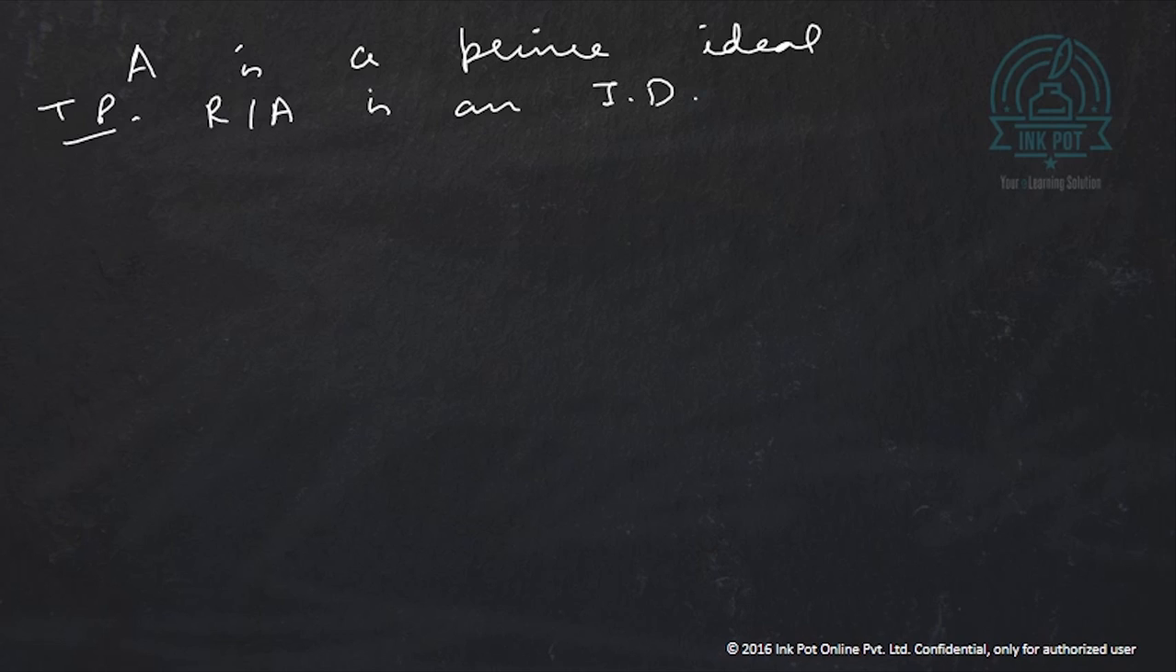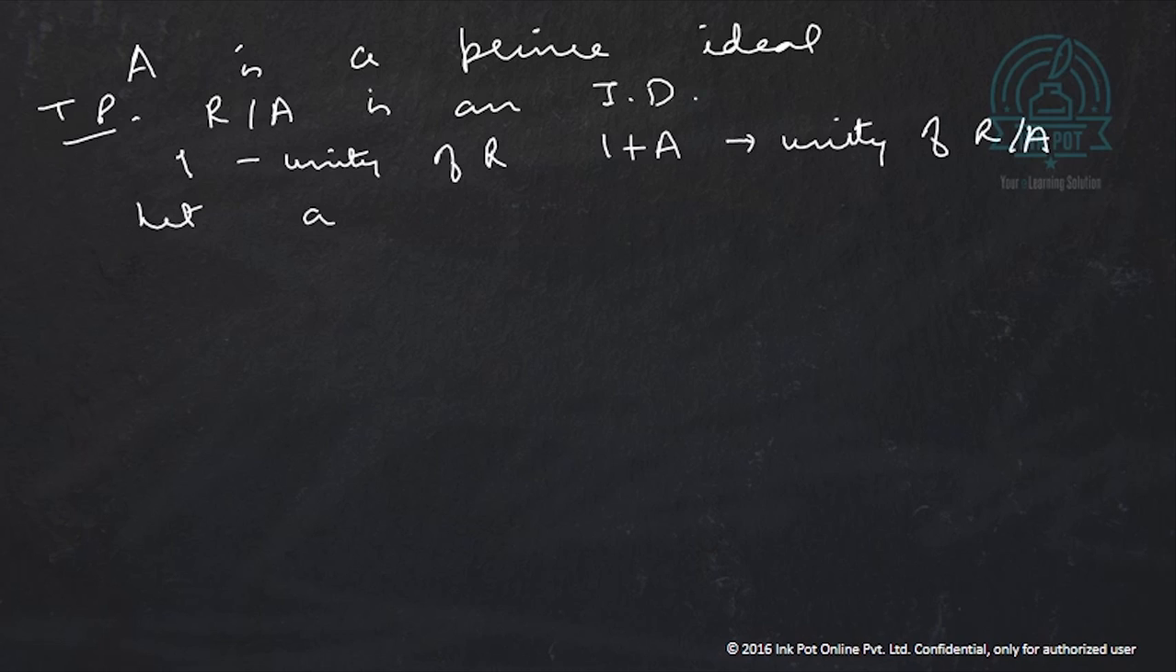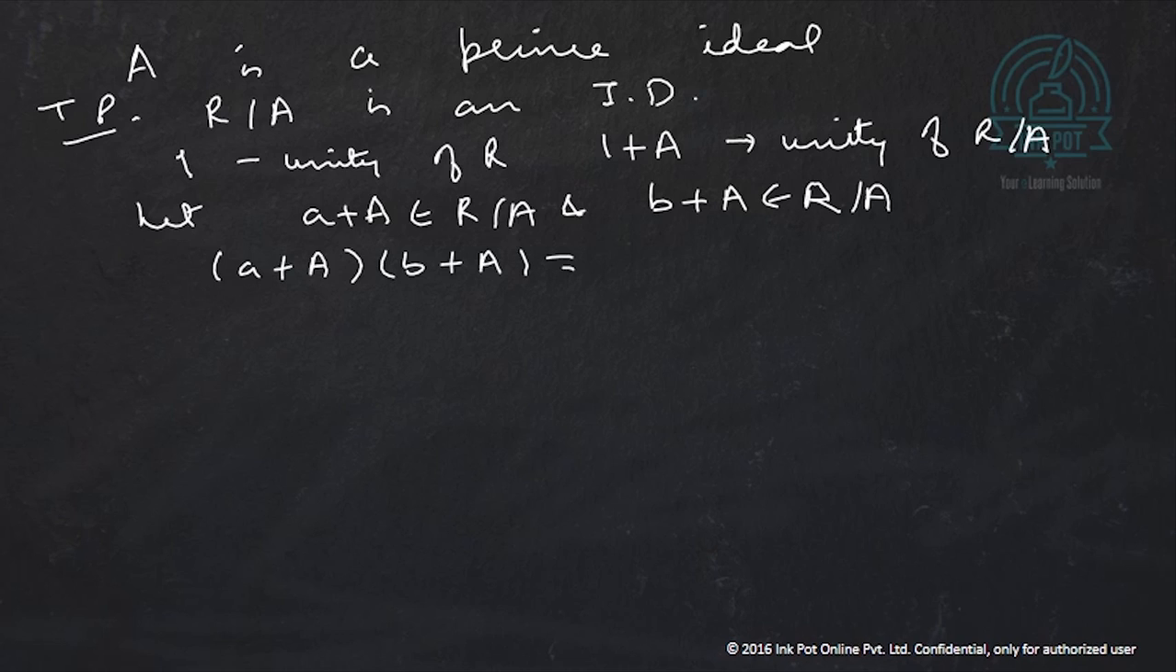So clearly R quotient A is a ring. We proved it in our previous video, and since R is a commutative ring with unity, if 1 is the unity of R, then 1 plus A is the unity of R quotient A. Also because R is commutative, we let a plus A belong to R quotient A and b plus A belong to R quotient A. So (a plus A) into (b plus A) would be ab plus A, and because R is commutative, this is equal to ba plus A, and this is equal to (b plus A) into (a plus A). Hence R quotient A is commutative.